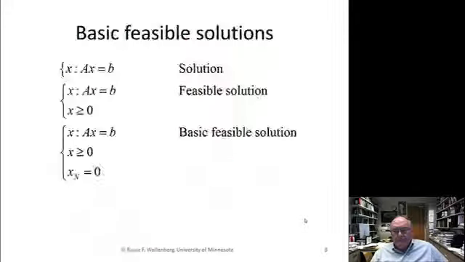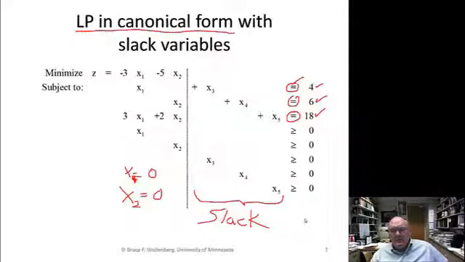Now, let me go back here. When we started out, the basic variables were the slack variables. So this is the B set over here. This is the N set over there. Okay.